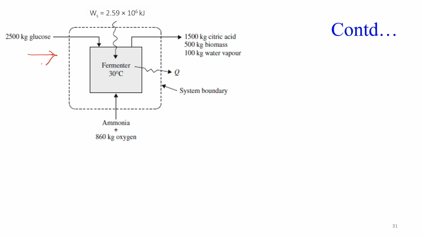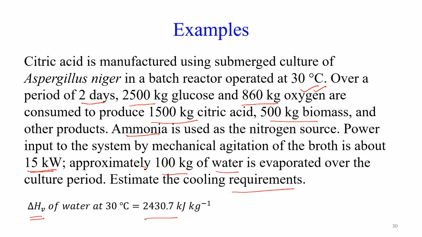What is the inlet? Glucose is coming in, ammonia and oxygen are coming in. What is outlet is citric acid, biomass and water vapor. Heat is being released. In addition, there is a supply of heat of mixing, that is 15 kilowatt. So, 15 kilowatt equals 15 kilojoule per second, right.